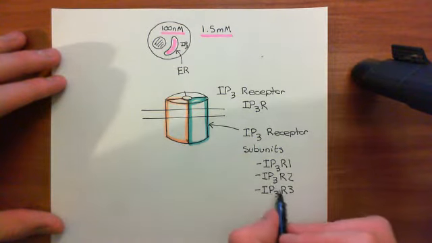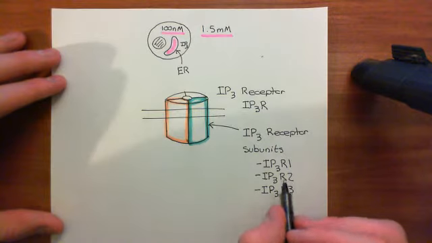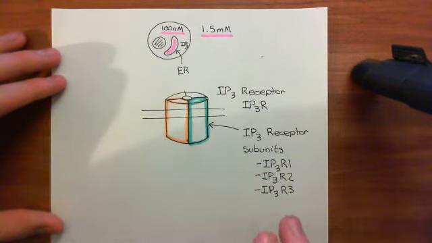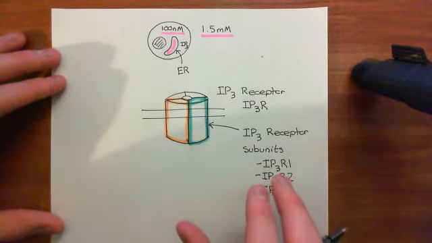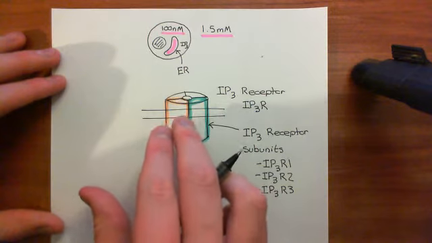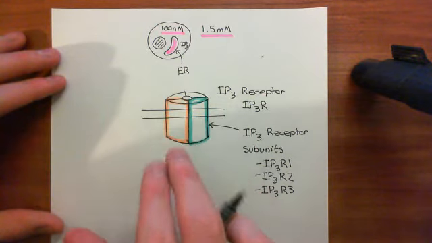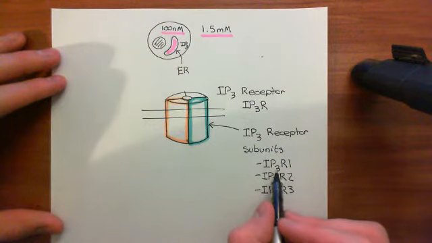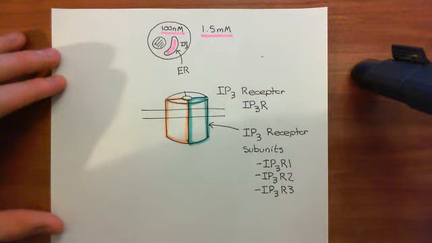Now, all of these genes have multiple splice variants, and the proteins which they produce will all have different sequences of amino acids, but they are similar enough that they can all perform a role as a quarter of an IP3 receptor. So all 3 of these genes produce proteins which can perform a role as a quarter of an IP3 receptor.